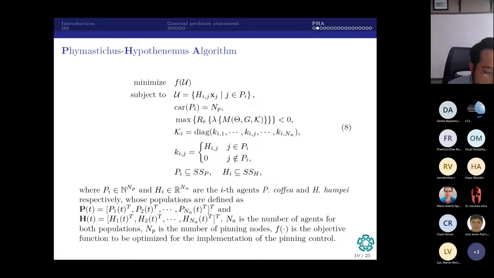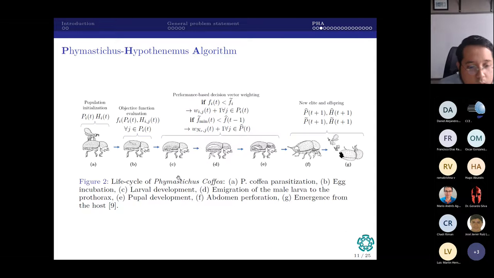There are two populations. The first one is the Phymastichus and the second one is the Hypothenemus. Okay. The life cycle of the Phymastichus coffea: the first is the parasitation, the population initialization, when the first generation is created in the first iteration. The second is egg incubation, when the objective function is evaluated, the fitness of each agent in the population. Then, performance-based decision vector weighting. The decision vector is modified in two possible cases. For example, the first one is when the verse implies female and female.